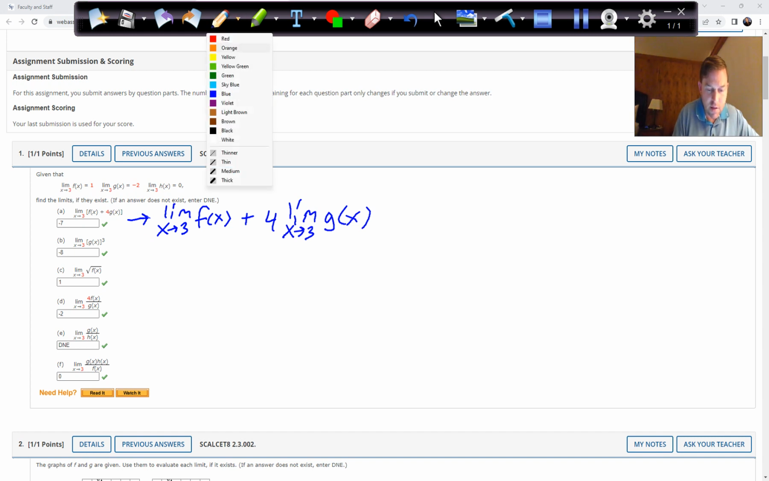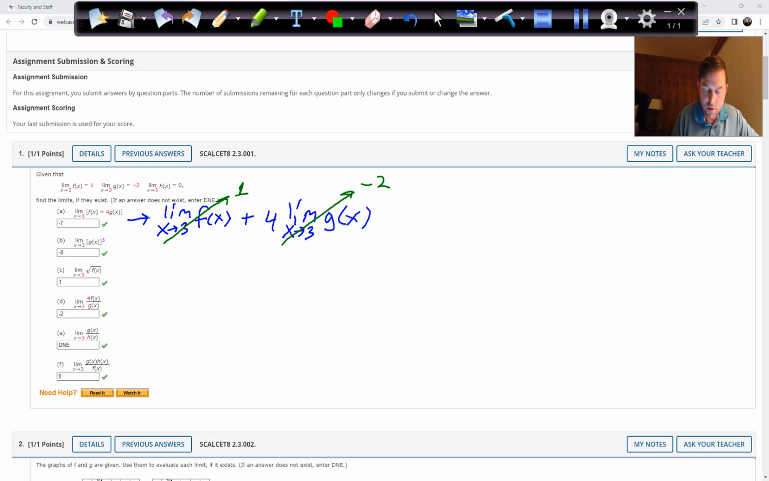And it says that the limit as x approaches 3 of f of x is just 1. So this whole thing goes to 1. And it says the limit as x goes to 3 of g of x is negative 2. So this whole thing goes to negative 2. So the whole thing simplifies to simply 1 plus 4 times negative 2, which is 1 minus 8, which is minus 7. And that's what we have here.